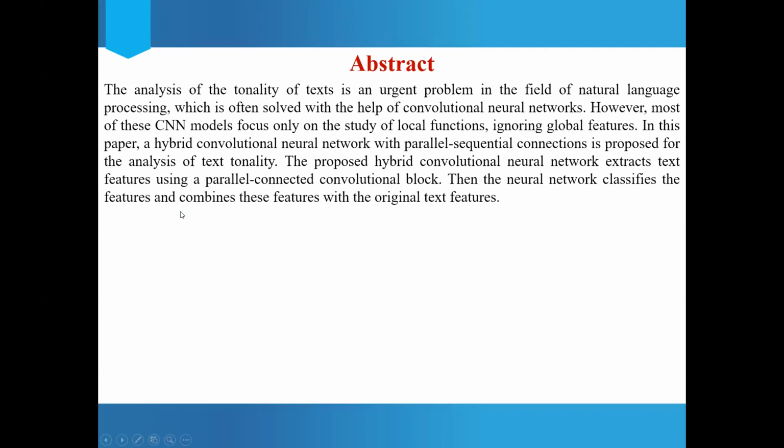The analysis of the tonality of texts is an urgent problem in the field of natural language processing, which is often solved with the help of convolutional neural networks. However, most of these CNN models focus only on the study of local features, ignoring global features. In this paper, a hybrid convolutional neural network with parallel and sequential connections is proposed for the analysis of text tonality. The proposed hybrid convolutional neural network extracts text features using a parallel connected convolutional block. Then the neural network classifies the features and combines these features with the original text features.